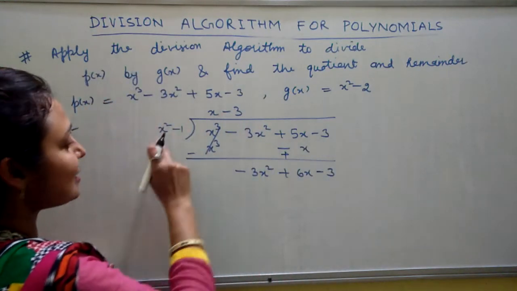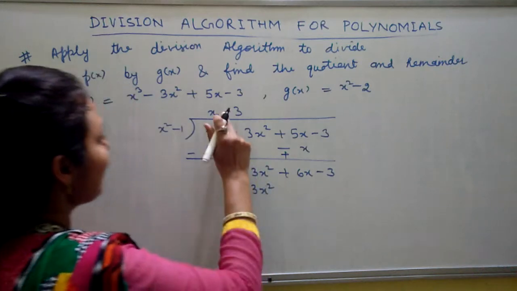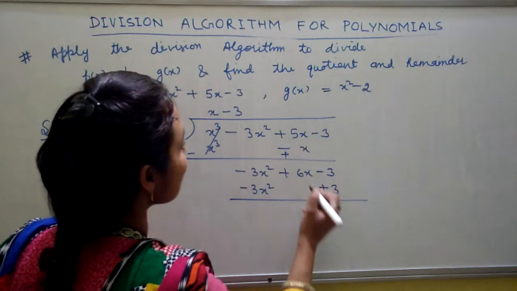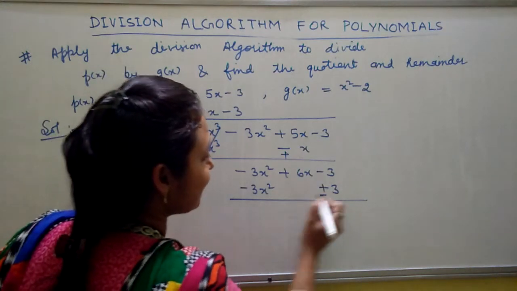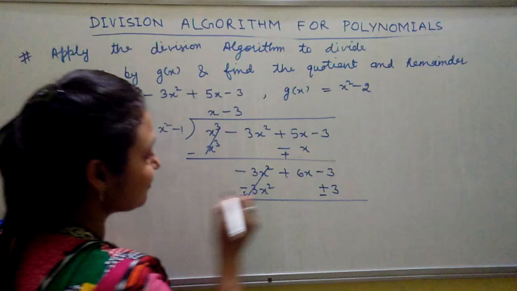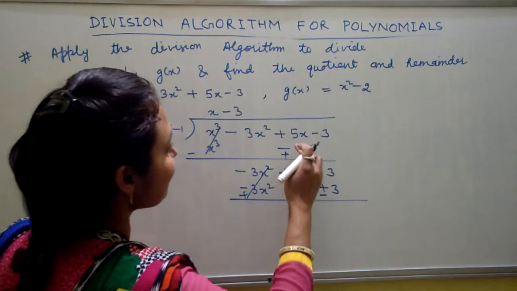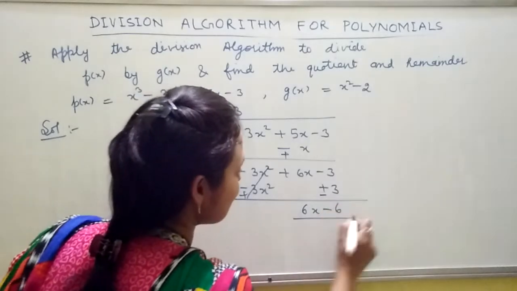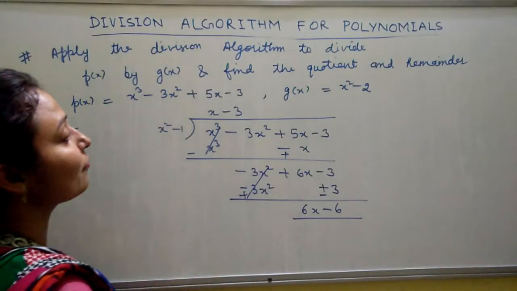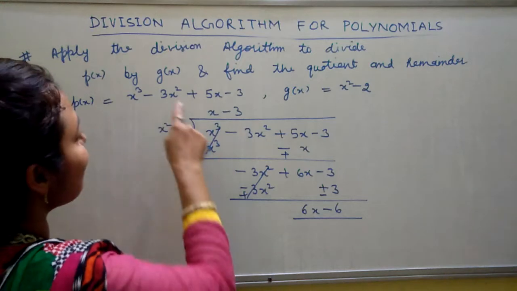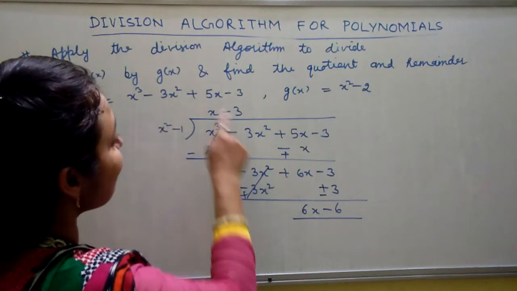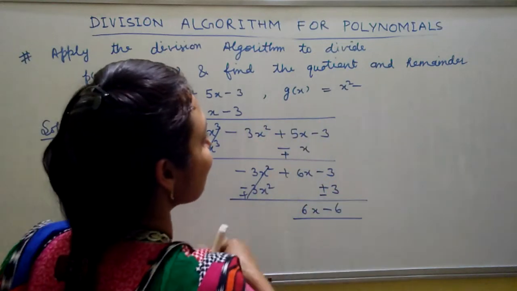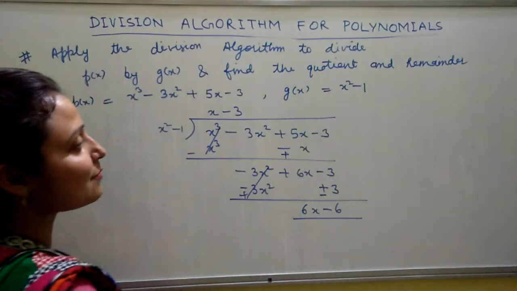Now I will separate. I will take the minus 3 with x square, minus 3x square. Minus minus becomes plus 3, so it converts into a negative sign. This will cancel. What is the value of this one? That is 6x as it is, and minus 3 and 3, 6. Now this is the remainder part, so we divide again by x square minus 1 minus 1.